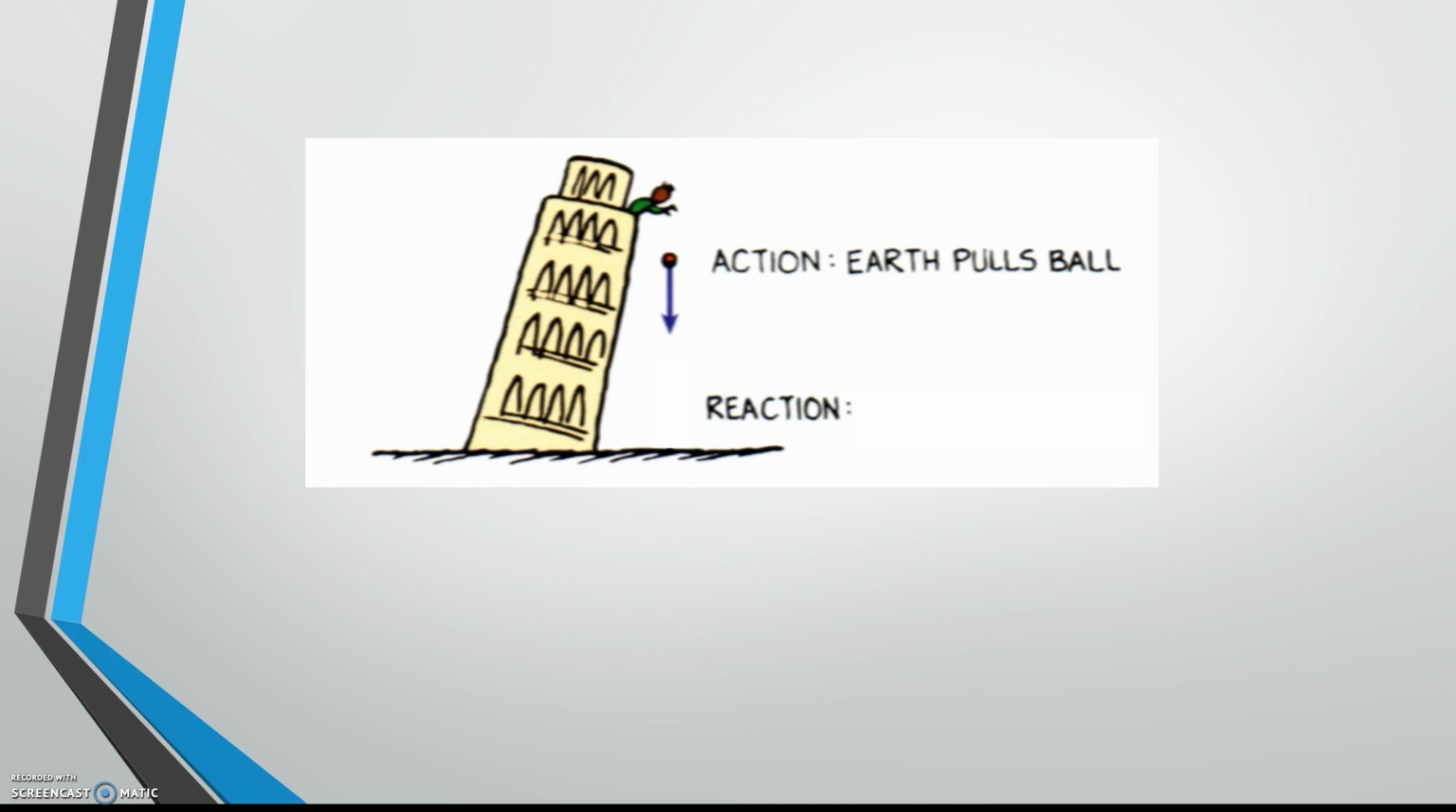So here's another example of an action-reaction force pair. We have a person that's standing on a building and they drop a ball. The action is the earth pulling on the ball, and we know that that force is called the force due to gravity. But what we also have to consider is that the ball is pulling on the earth. So our reaction force would be the ball pulling on the earth. And those two forces, again, are going to be equal and opposite.